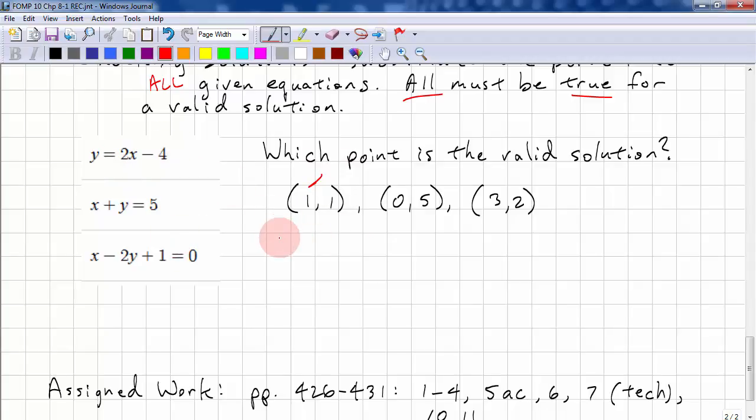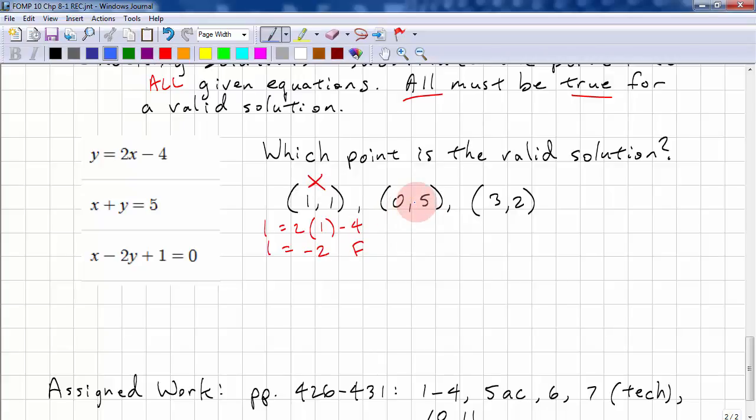We start off here. The y coordinate is 1 equals 2 times the x coordinate 1 minus 4. This is 1 equals 2 minus 4. That's negative 2. This is false. Okay, if they don't equal, we consider it to be false. So this one's no good.